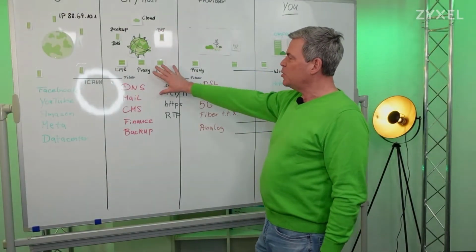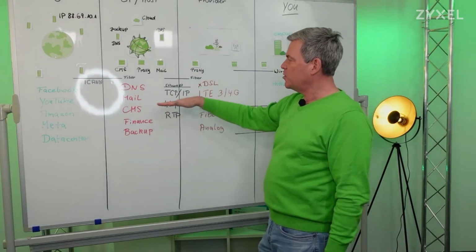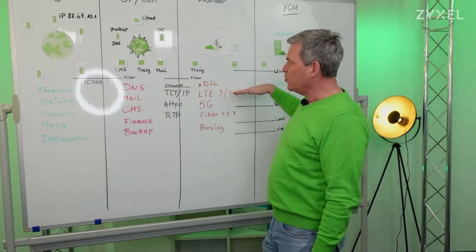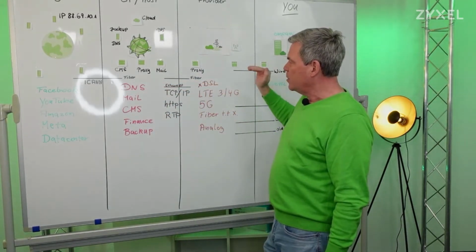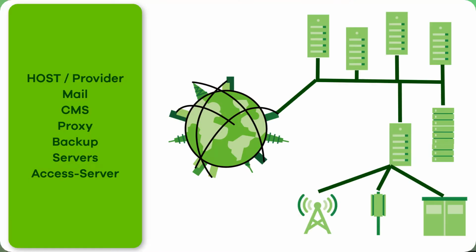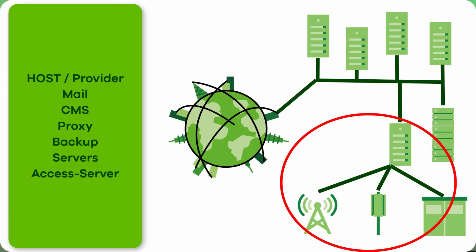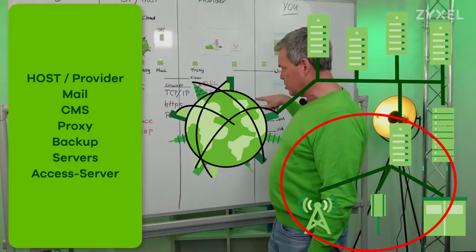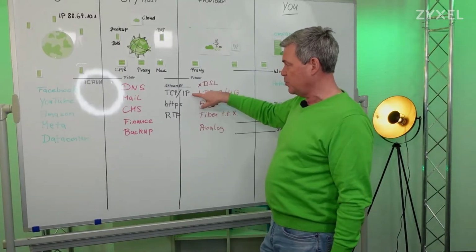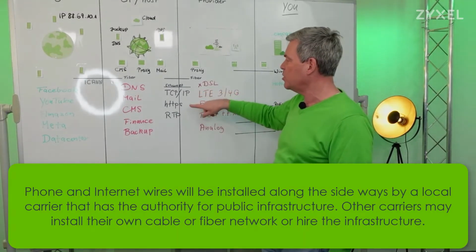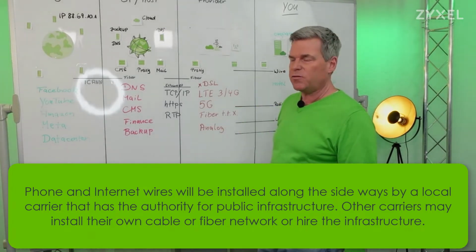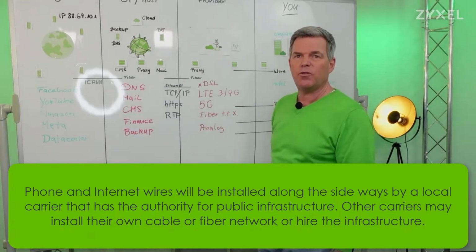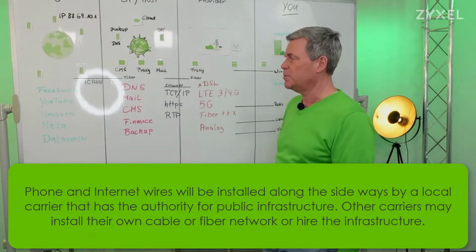Following the ISP and host area, you have a structure following with Ethernet cable, fiber cable, and also radio connection that connects to your home. During this transportation, the provider uses TCP/IP for IP packaging, of course, HTTPS for websites, and the RTP protocol for phone and conference systems.